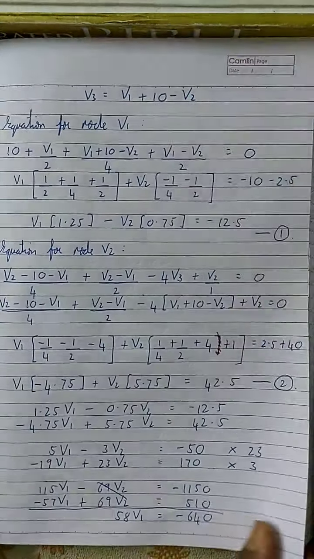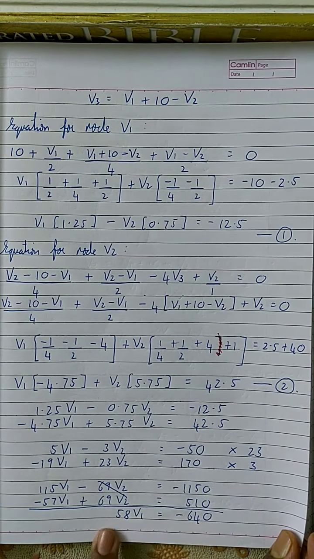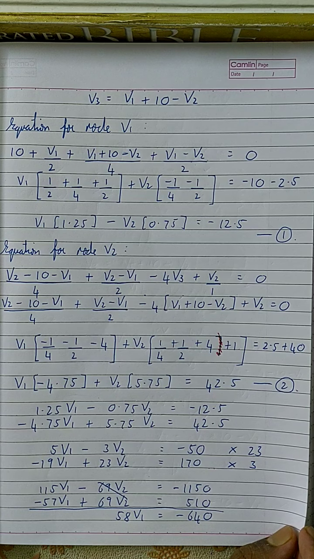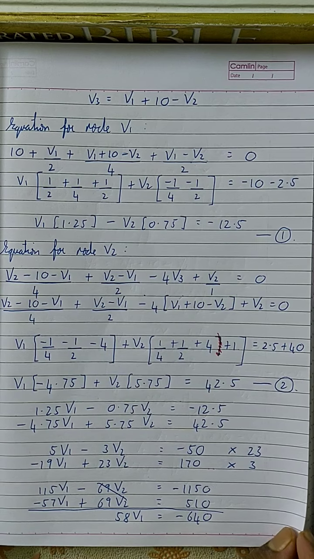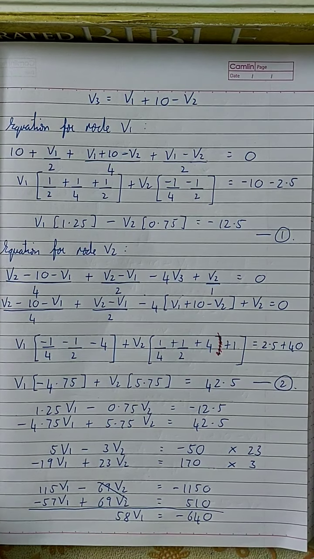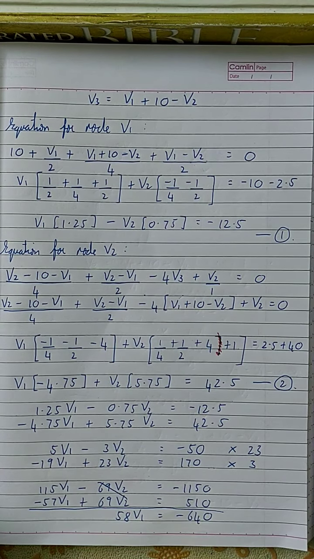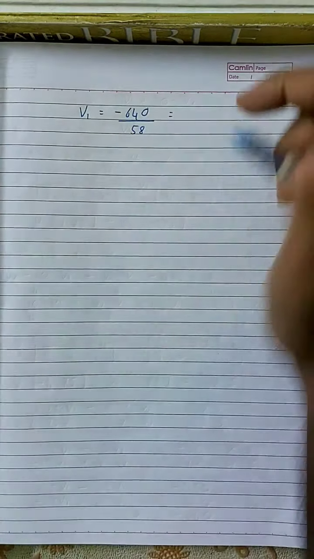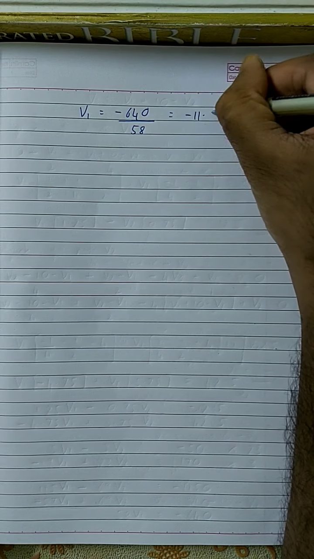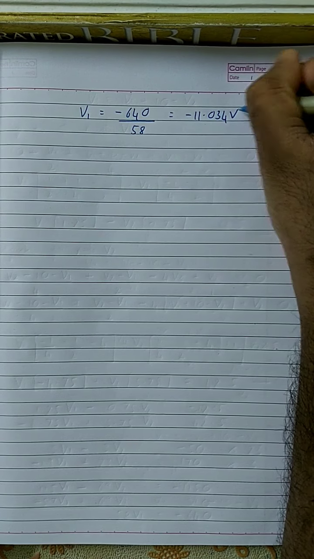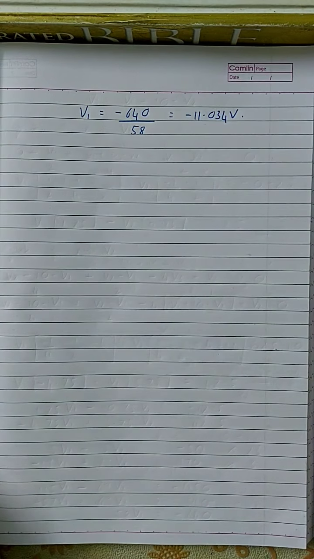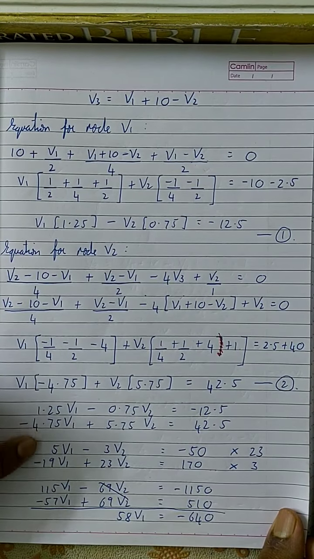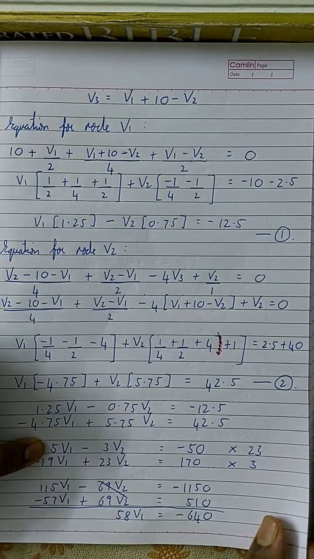Let me see, is that correct? Yeah, it's correct. Minus 11.034. So V1 is equal to minus 11.034 volt. Okay, so now I can find the value of V2. Which equation will I use? I think I'll use this equation. This equation looks much easier.